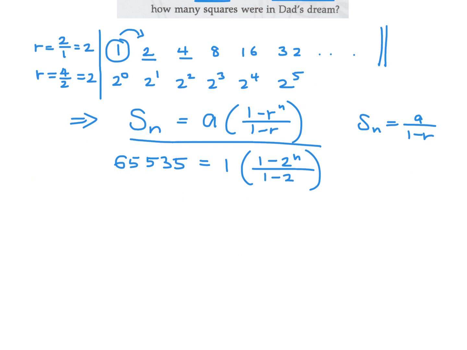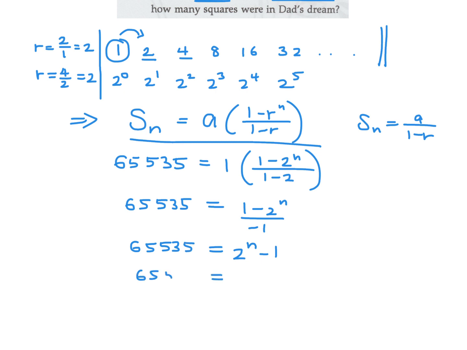So let's see. That side doesn't change. That's just going to be the 65,535. And this is 1 minus 2 to the n all over -1. So that just means you're going to reverse it, 2 to the n minus 1 like that, when you divide through by -1. And then that side doesn't change. And then when you add 1, you get 65536 is 2 to the power of n. And this is actually 2 to the power of 16. So therefore, 16 is equal to n.